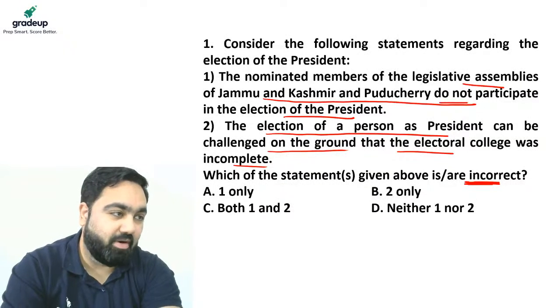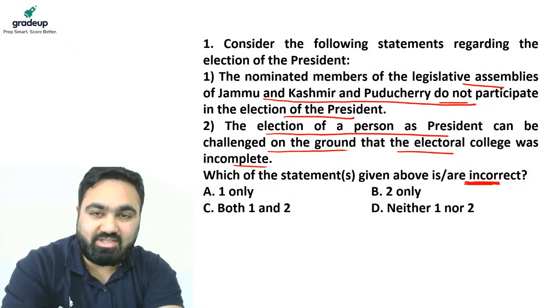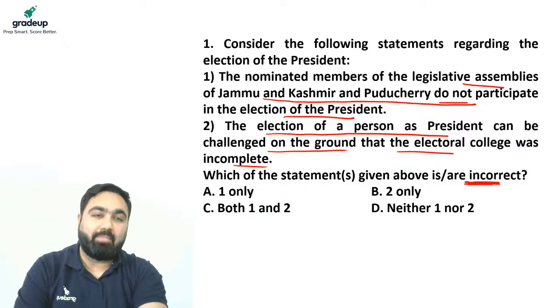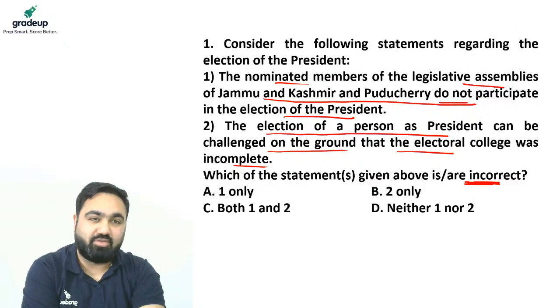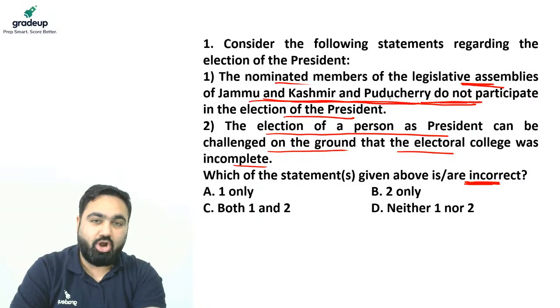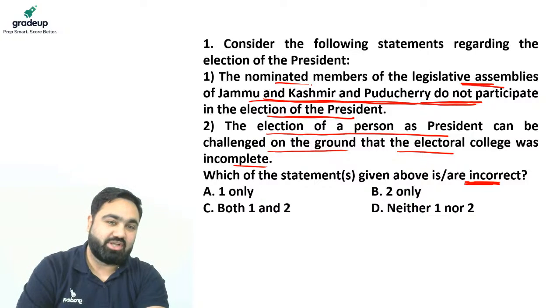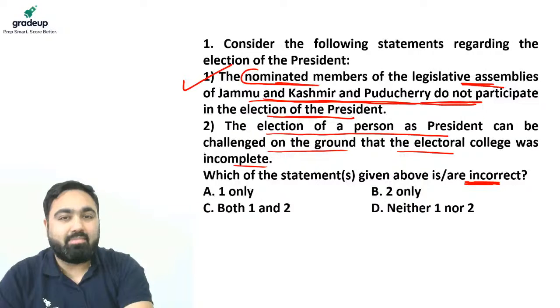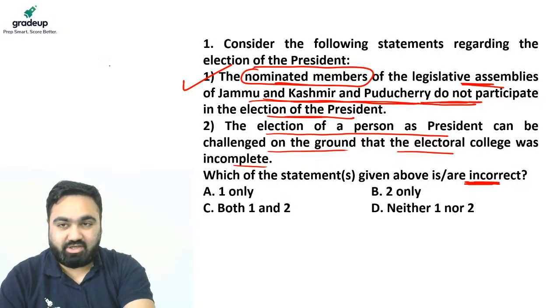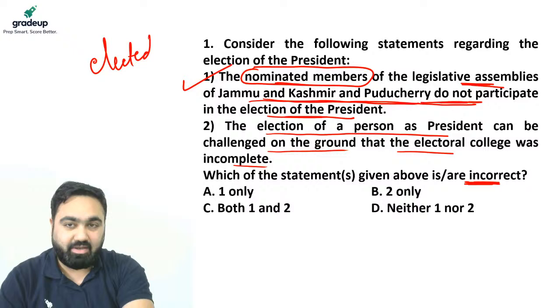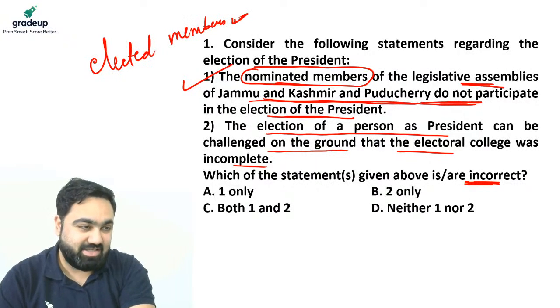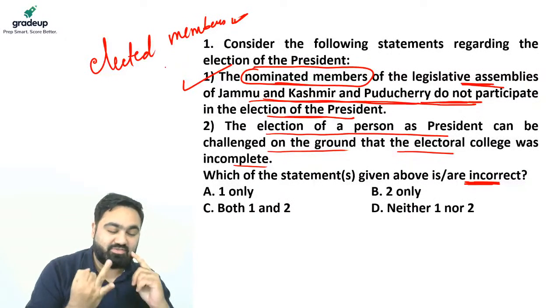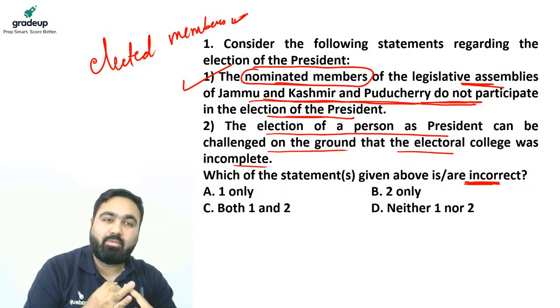So these are the two statements which are given. Statement number one, nominated members of the legislative assemblies of Jammu and Kashmir and Puducherry do not participate in the election of the president. Is this right? This is right. As you know, nominated members will not participate in the president's election. Only elected members participate. Elected members of parliament and elected members of state assemblies participate. Nominated members do not participate.